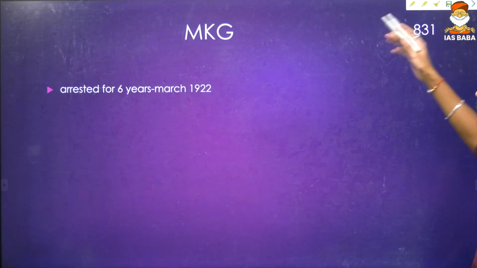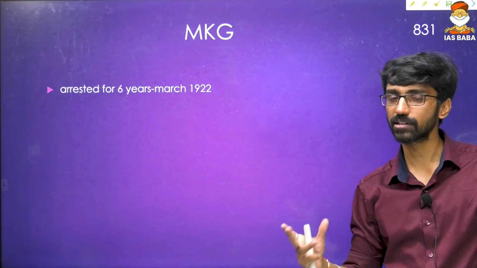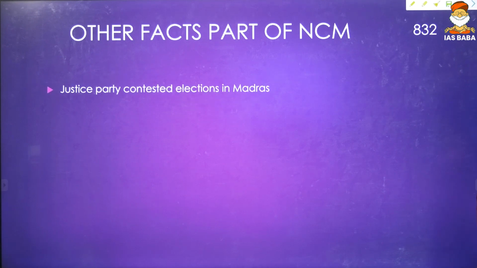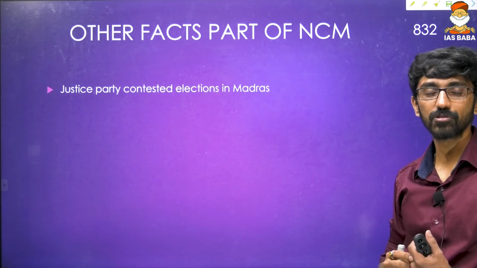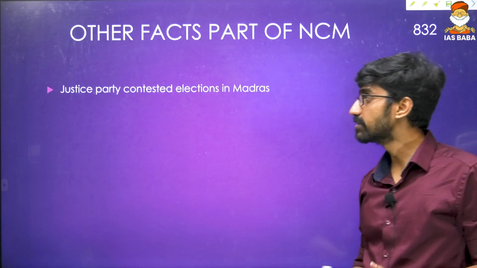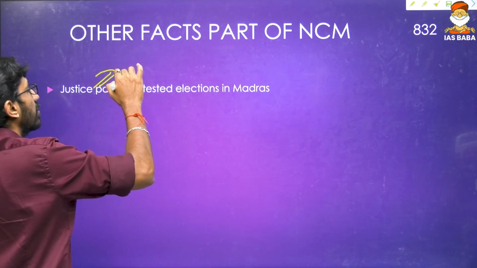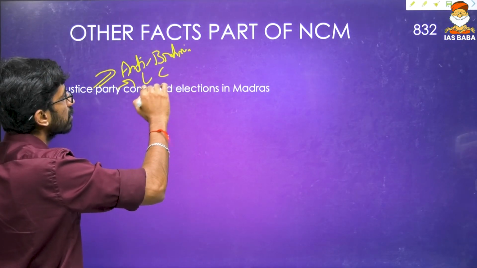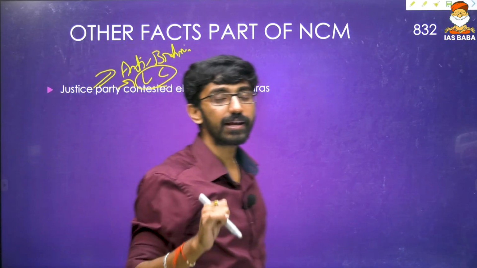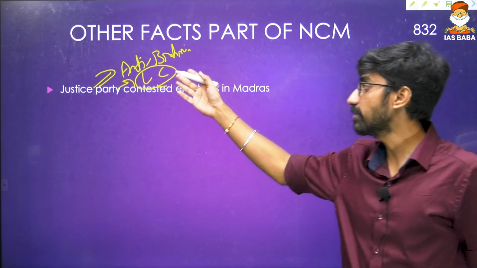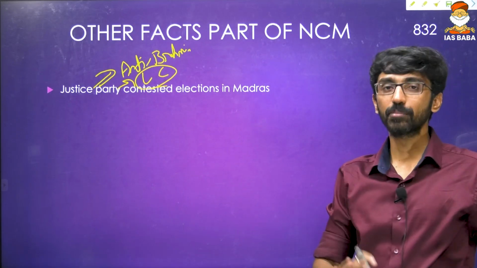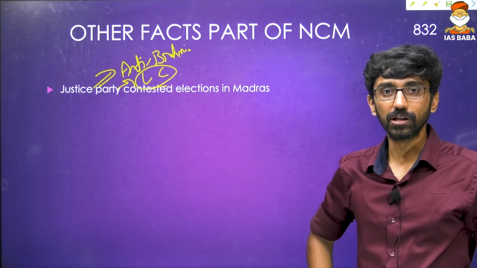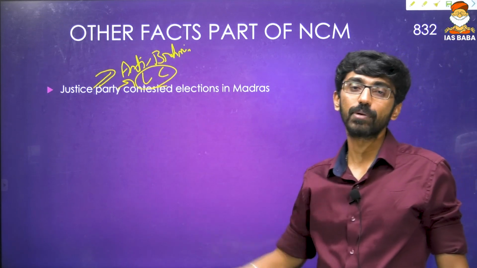Now later he was arrested for 6 years in March 1922, but he was released on health grounds. Now, other facts are part of the non-cooperation movement. Certain parties did not support it. The Justice Party did not support the non-cooperation movement because they contested elections in Madras. The reason: we talked about the South Indian Liberal Federation, they were anti-Brahmin, and they were working for the lower classes. They felt the Indian National Congress was under the control of the upper castes, and that is the reason they supported the Britishers in certain activities. They felt that if Congress came to power, it would be only in the hands of the upper classes, and that is the reason they contested elections, even though all other parties boycotted them.